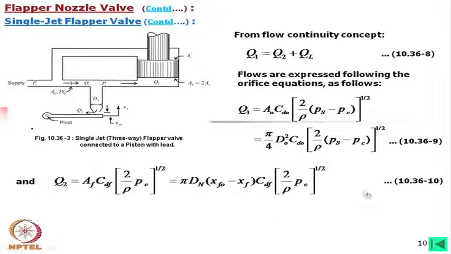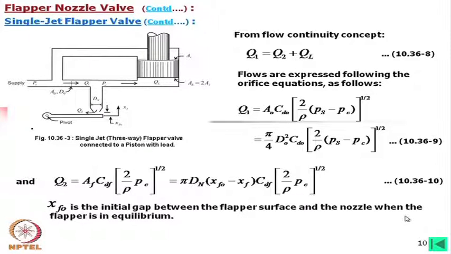So, Q2 is expressed in this way, and here the PC is the upstream pressure, and the downstream is the exhaust pressure, which is normally 0. That is why here we find two pressure terms, and there only one single pressure term. Now, xf0 is the initial gap between the flapper surface and the nozzle when the flapper is in equilibrium.